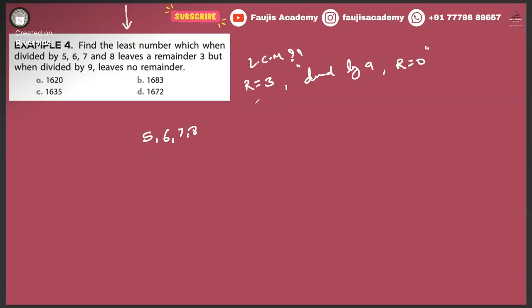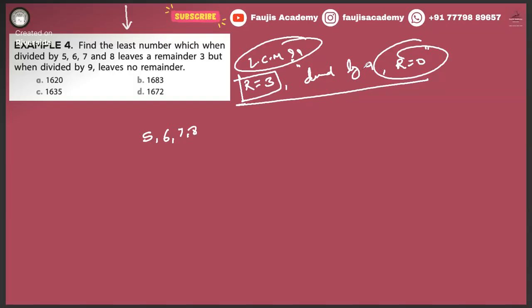Now we are going through the process for this particular question. We want the least number, which means we have to find the LCM. We need remainder 3, but the actual number has to be divisible by 9. Divisible by 9 means when you divide the number by 9, it should leave no remainder. So you find the LCM. Let's try to do it with the division method.